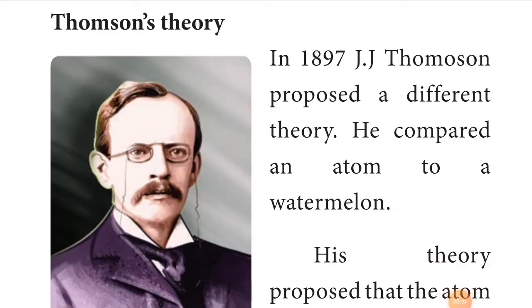Okay children, next theory, Thomson's theory. This is one of the atomic model theories, children. He is one of the scientists, Thomson. In 1897, children, J.J. Thomson proposed a different theory.